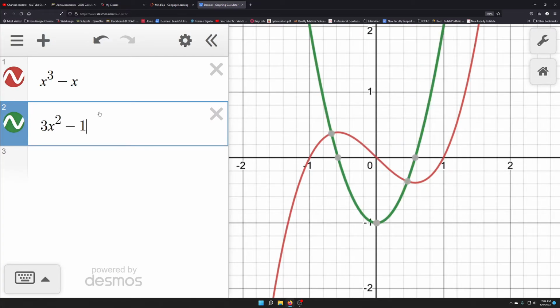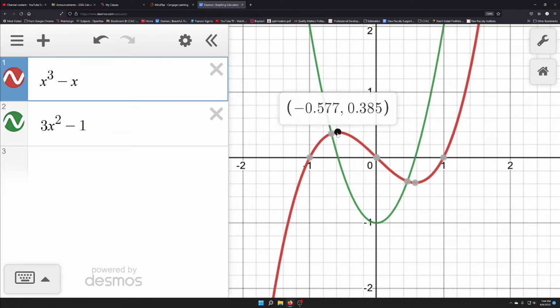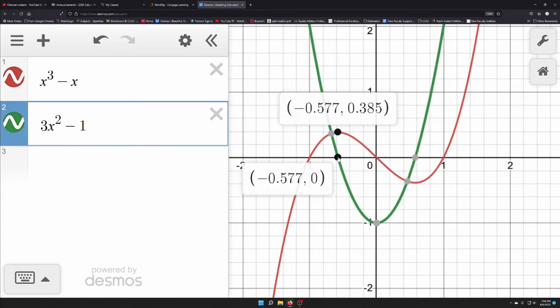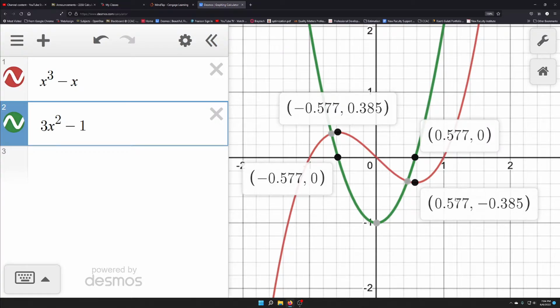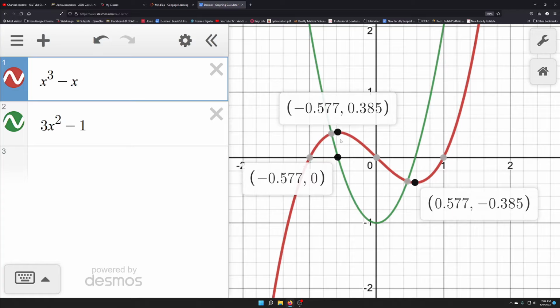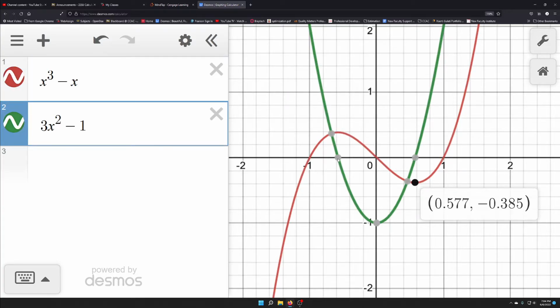3x squared minus 1. And notice that at this point right here, you have a horizontal tangent, which means it crosses the x-axis at exactly that point on your derivative. Notice down here on the red one, we have another horizontal tangent, which means on the derivative, it should cross the x-axis at exactly the same x value, and it does. Okay? Look at the intervals.